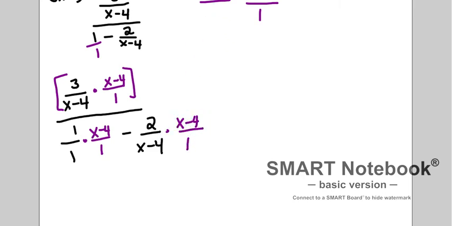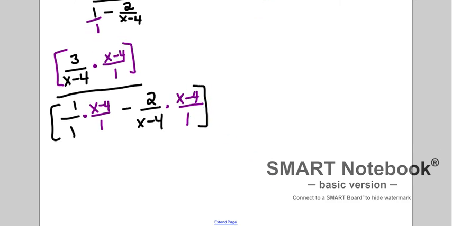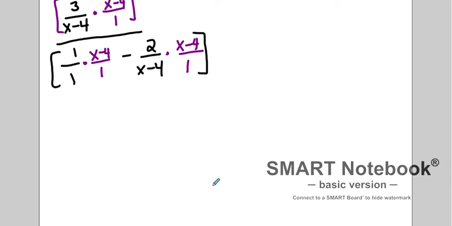Okay, so that looks a little confusing, but what I want you to do is look at the purple writing. So here, here, and here. All I'm doing is I'm taking every single term and multiplying it by my LCD. So the top gets multiplied by x minus 4 over 1, the 1 here gets multiplied by x minus 4 over 1, and the 2 over x minus 4 gets multiplied by x minus 4 over 1. Okay, so the colors, I think, help you see what's going on.